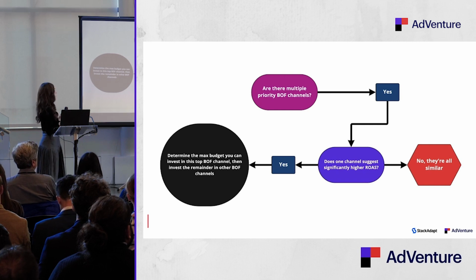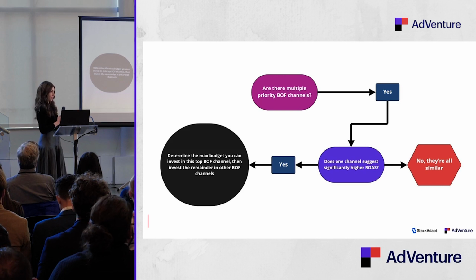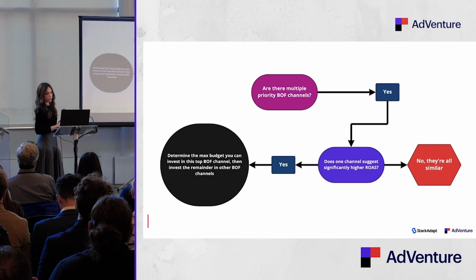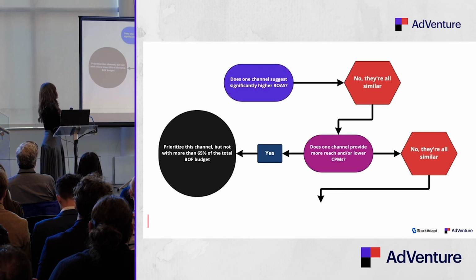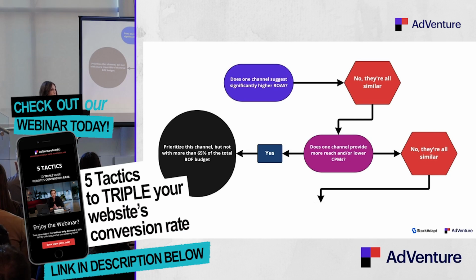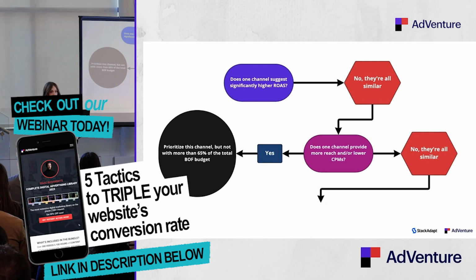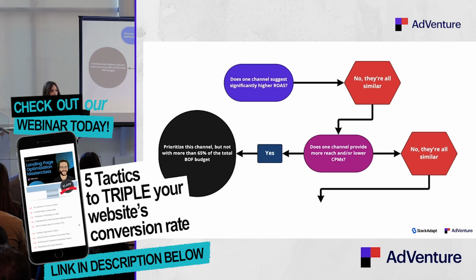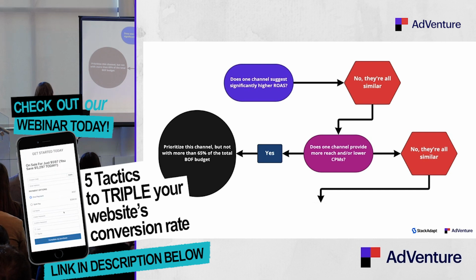If so, then we wanna maximize those channels where you're gonna have the highest ROAS. But in the event that they're all similar, or you get to the point where the ones that are left are all similar, then we're gonna ask, does one channel provide more reach or lower CPM? So we might get the same ROAS, but if we get more reach, that's back to what Patrick was talking about earlier about the halo effect and having a longer term impact, where you can use these channels for more than one objective.